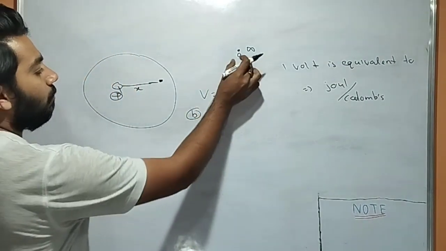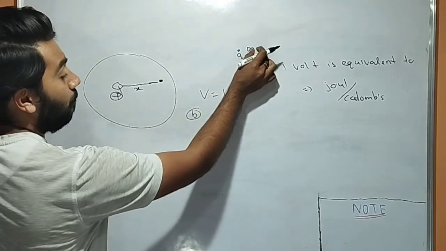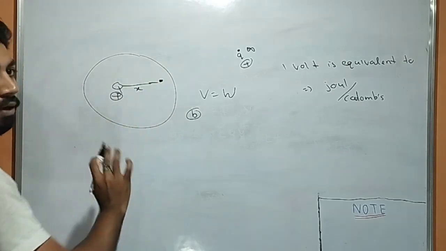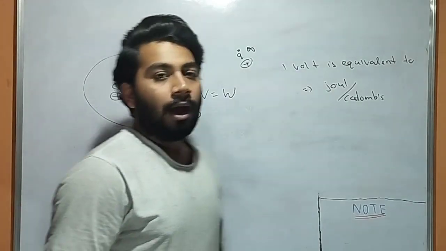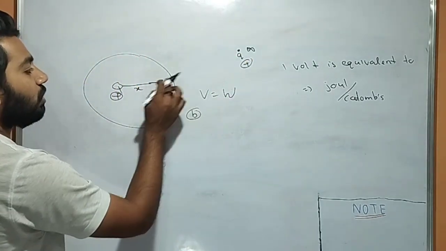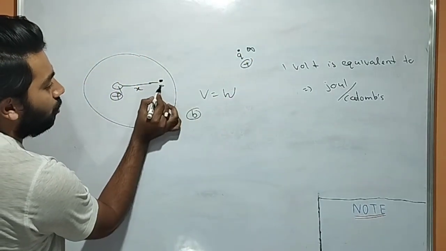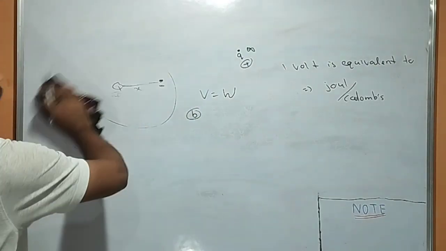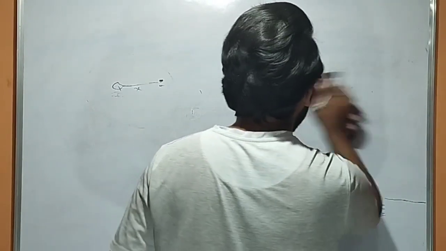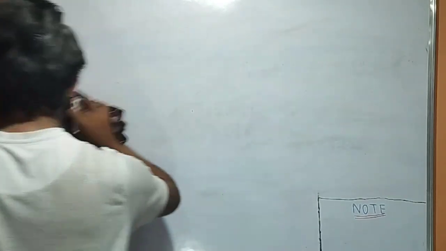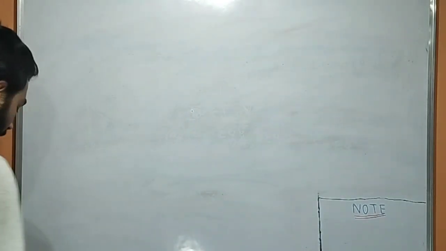Like we are making a work done for bringing a charge from infinity to a point in electric field. This is called work. And in this case, work is equal to potential, because when you move this to this, it will develop a potential which is equal to work done. Okay, very easily you got to know this also. Now let us see our 5th question. What is it saying to you?